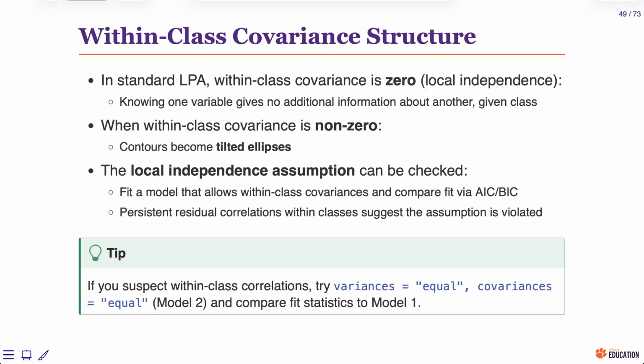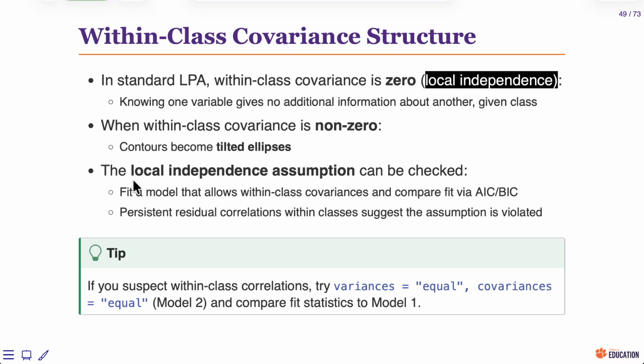So basically, we can check whether or not the local independence assumption holds. We could compare classes with and without covariances via AIC and BIC. And whether or not this is violated is sometimes less important, I would say, in a practical sense. In psychometric analyses, or depending on what you're using a classification for, the idea of local independence is a very strong foundational assumption.